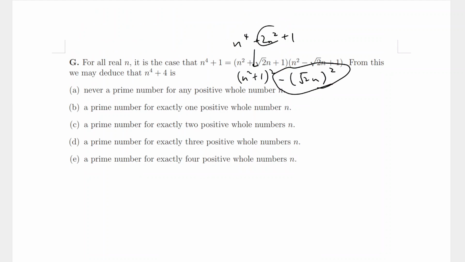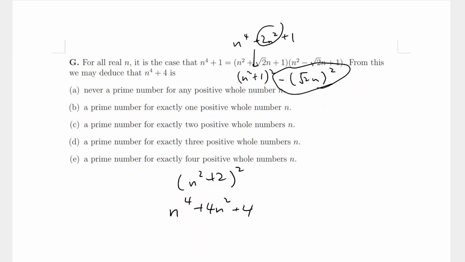Okay, so same logic here for n to the 4 plus 4. Let's try to make a similar construction. This time we would need n squared plus 2 all squared, because now the first term is n to the 4, the last term is plus 4, but then we have the middle plus 4n squared.